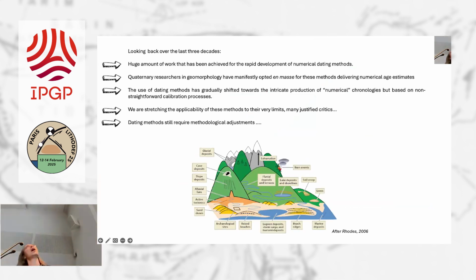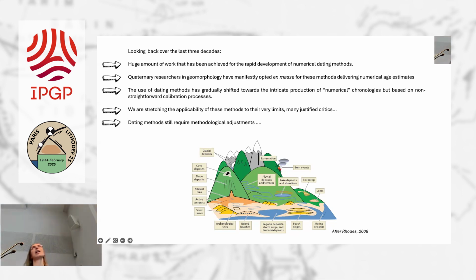So if we look back over the last 3 decades, we can say that a huge amount of work has been done in numerical dating methods. And now Quaternary researchers really went to these dating methods, and we have a numerical age estimate. But the use of dating methods also shifted to the production of numerical chronologies that are not based on any calibration processes.